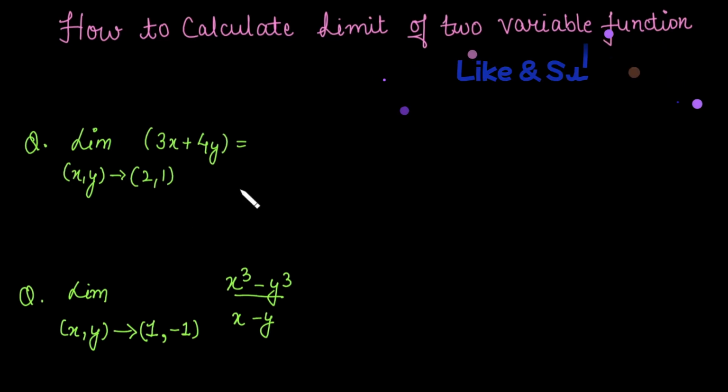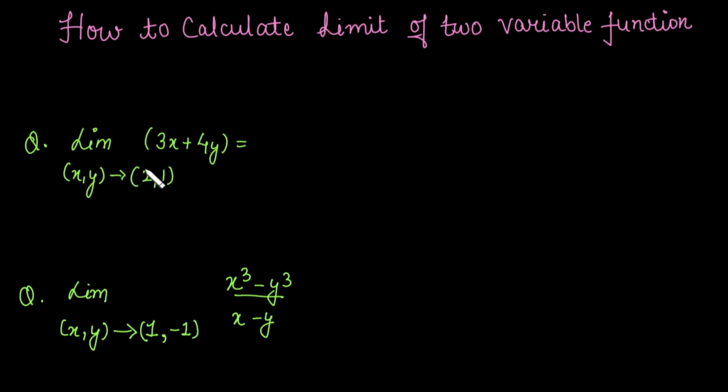In this video, we are going to learn how to find the limit of a two-variable function with multiple examples. The first example is, what is the limit of this function at (2, 1)? Basically, we need to find what value this function is approaching whenever x is approaching 2 and y is approaching 1. So first we will check it by substituting the values of x and y, whether we are getting a finite value or not.